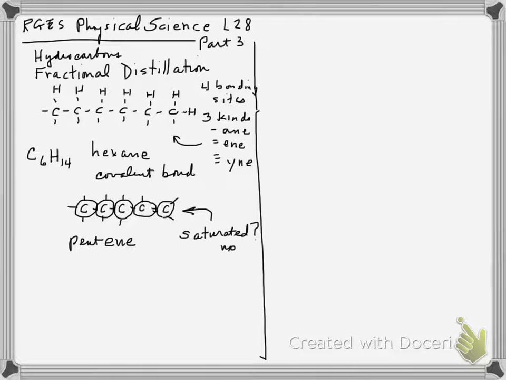So saturated pentene would have more hydrogens, and of course unsaturated means it doesn't have the maximum number of hydrogens. And yes, this is a type of unsaturated bond. So let's go ahead and now make butene.